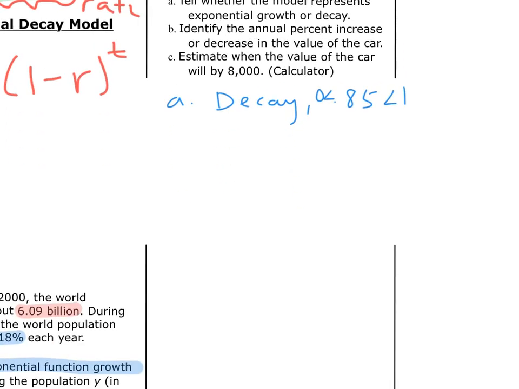So part B, though, goes on to say, and let me go ahead and scroll up, identify the annual percent increase or decrease in the value of the car. So it wants us to figure out what is going to happen to the value of the car as time goes on. Well, we actually know a lot about what's going to happen. We're actually going to be using that 0.85. But remember something, it's kind of cool: where did we get that 0.85 from? Well, we got it from, and let me write this whole thing out.